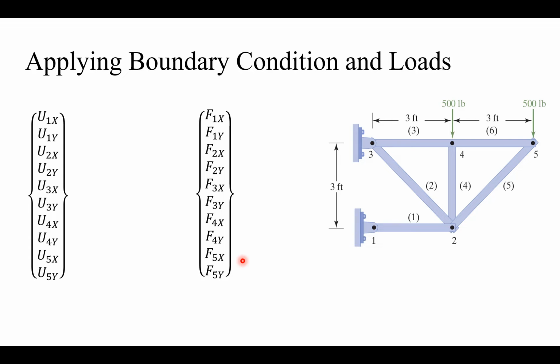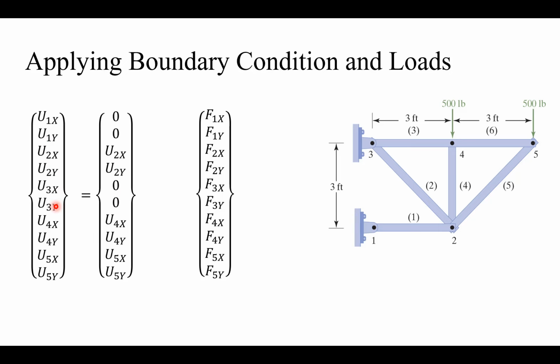Here, let's start with our boundary condition, our displacement. We know here is pinned, so there is no displacement in x or y direction. Here is the same, no displacement in x or y direction. So u1x, u1y would be 0, then u3x and u3y would be 0. So my modified displacement matrix after applying the boundary condition would look like this. These components would be 0.